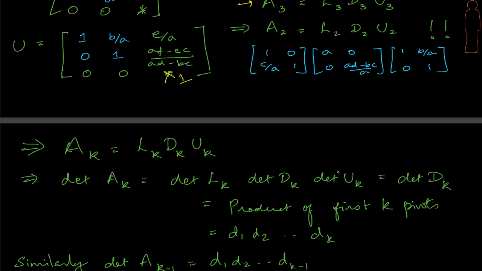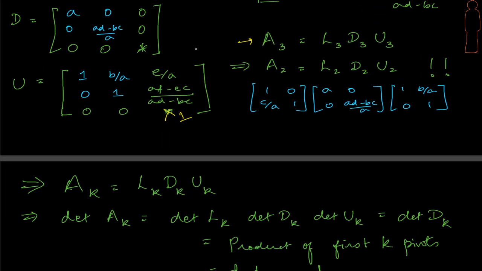We know that these two will go to 1 because their diagonals are all 1 and they are triangular. The determinant of Dk is what is left out, but we know that this determinant is nothing but the product of the first k pivots, right? We know that because pivots will appear on the diagonal matrix in LDU decomposition. That's a very interesting formula we already struck. We said the determinant of Ak is the product of the first k pivots.